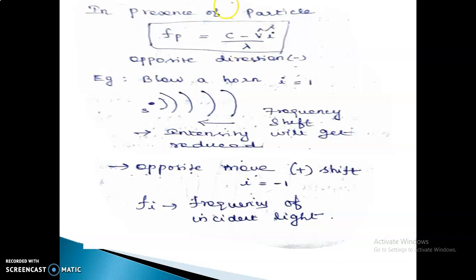I would like to explain with an example. Suppose there is a blowing of a horn, what will happen? If this is the source, the blowing of a horn, and the person is standing on this side, closer to the source, what will happen?